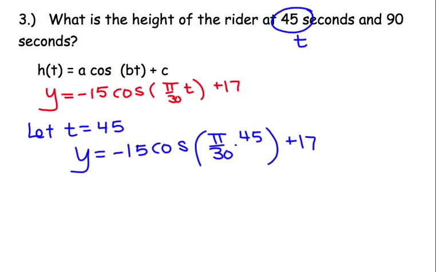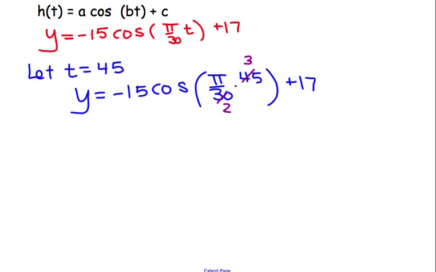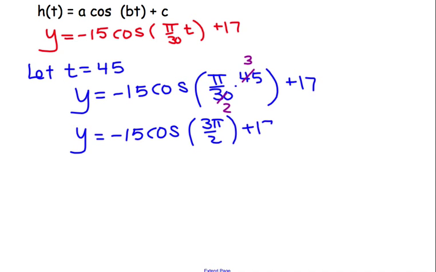So inside our parentheses we can simplify. Can we reduce 45 and 30 by anything? What can we reduce 45 and 30 by? 15. So this would be a 3 and a 2. Okay. So now our equation looks like this: negative 15 cosine of 3 pi over 2 plus 17.